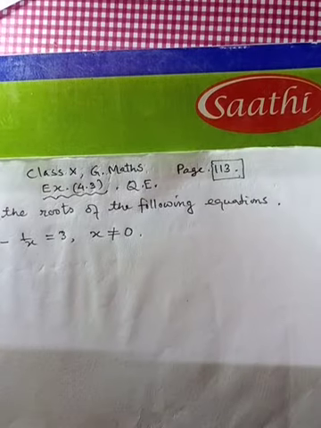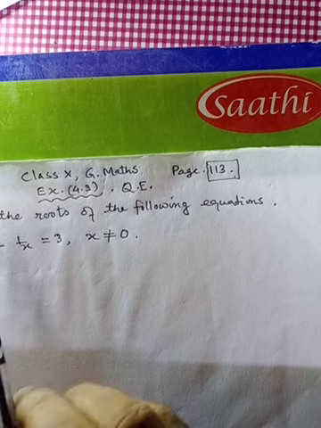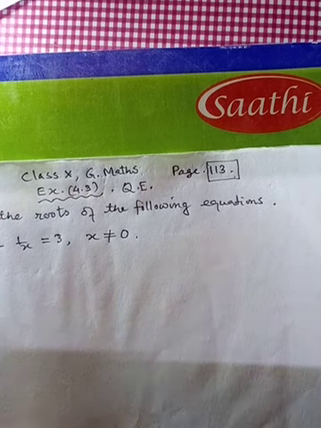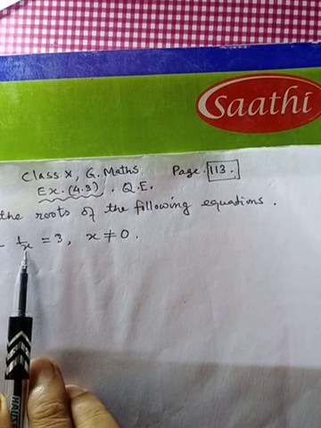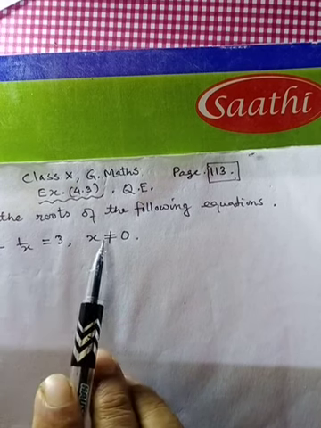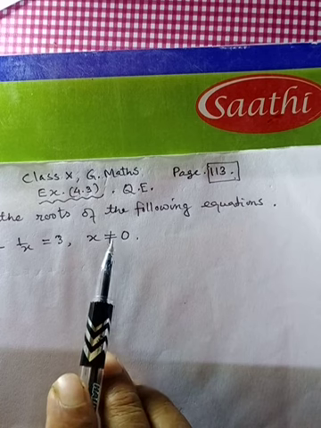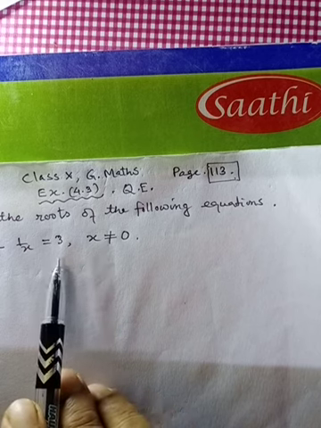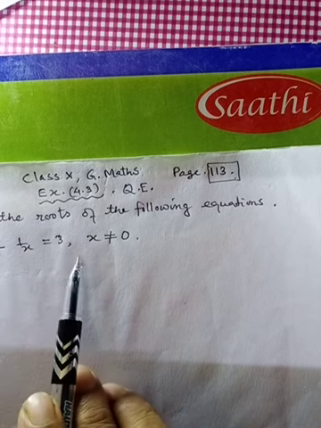Here the question number is given. Find the roots of the following equations. x minus 1 by x equal to 3, where x is not equal to 0. So, it is not in the form of a quadratic equation.